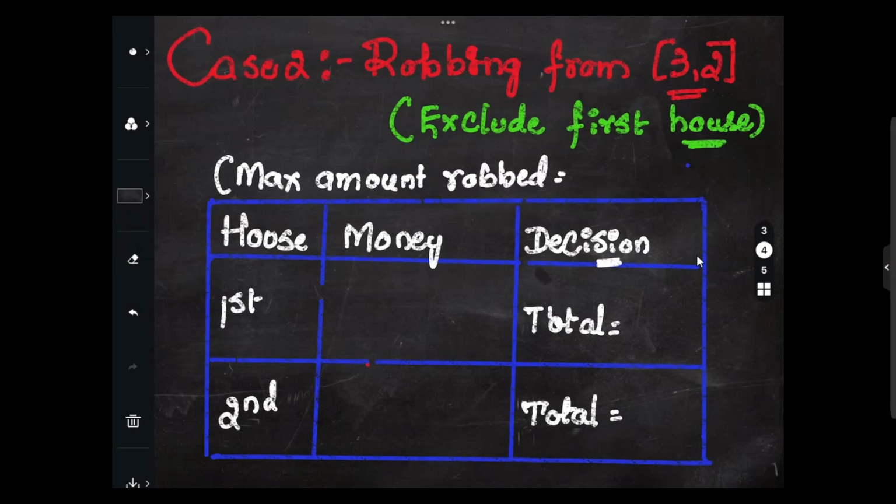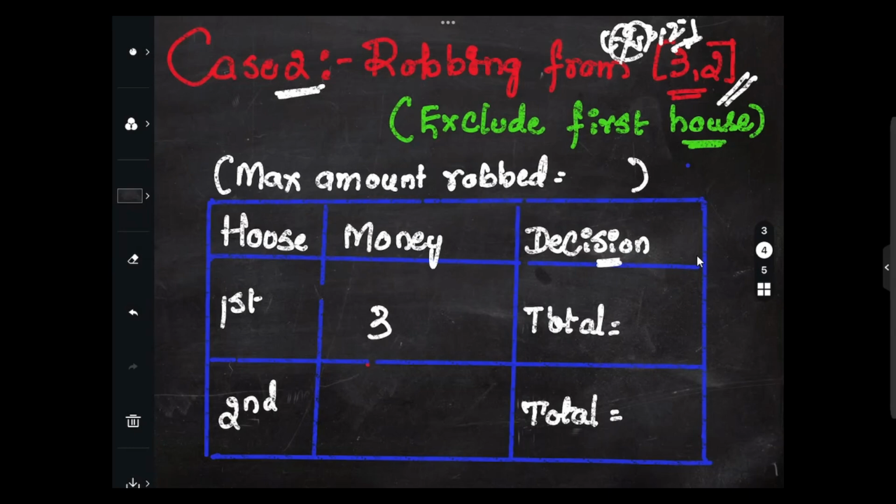So this one, let me consider here. This is fine. So here we are considering case 2, robbing from 3, 2, nothing but the second case here. We will exclude the first house in this case. So we had here 2, 3, 2, and first this one we are excluding. Now we have only 3, 2. So we are considering only 3, 2 as we are excluding the first house.